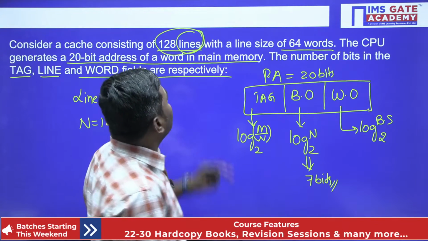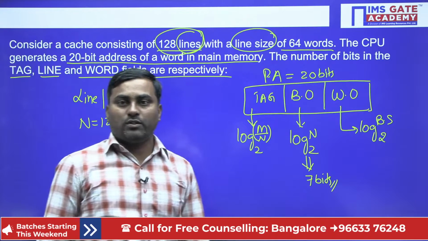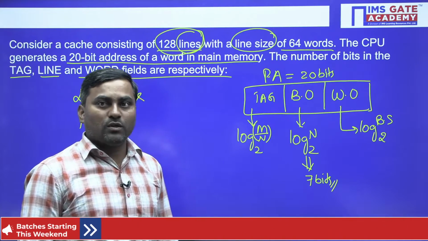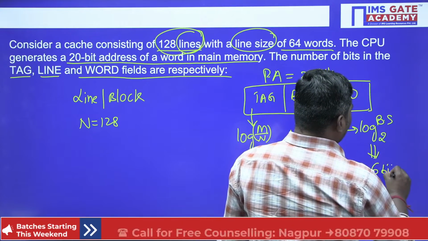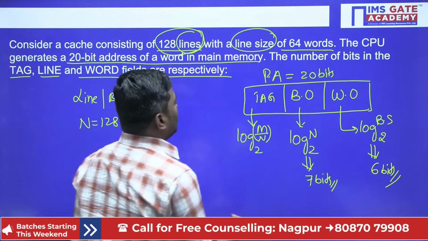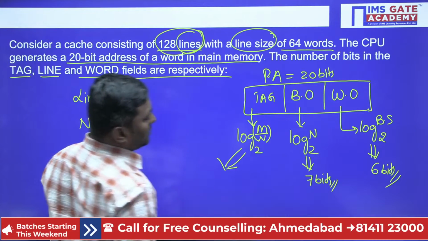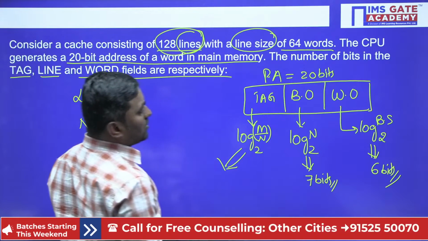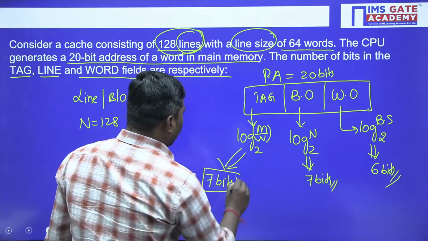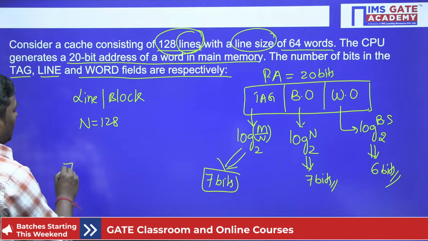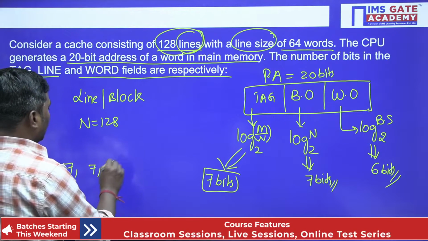Now, what is the size of the line? The line size is the block size, which is 64 words. So log of 64 gives us 6 bits. Now can't we find the tag bits? 20 bits minus these two. 7 plus 6 is 13, so 7 bits is the tag. So the answer is: tag is 7, line is 7, and word is 6.